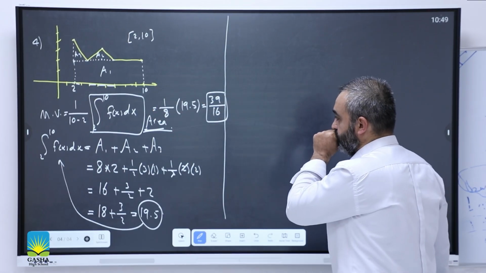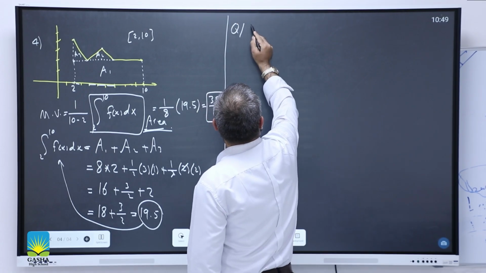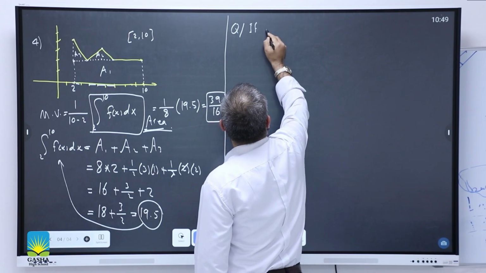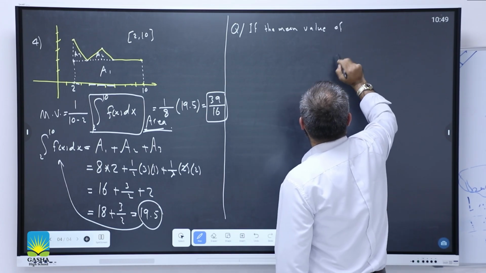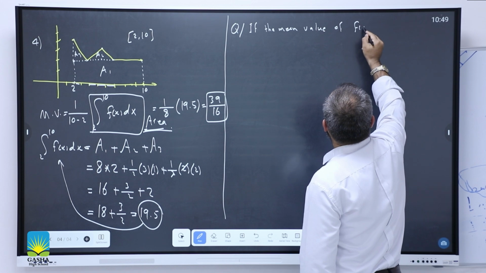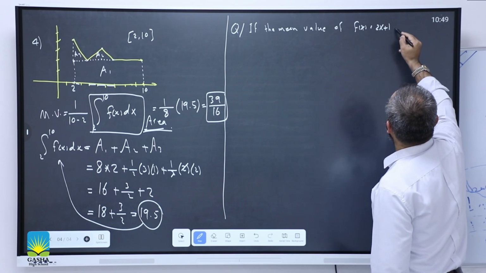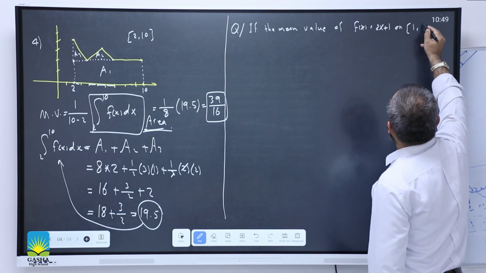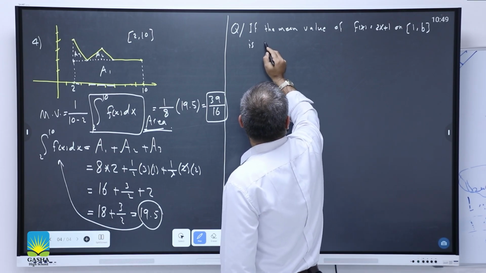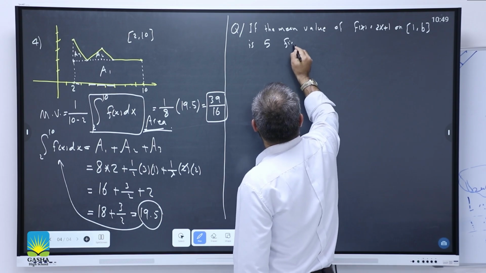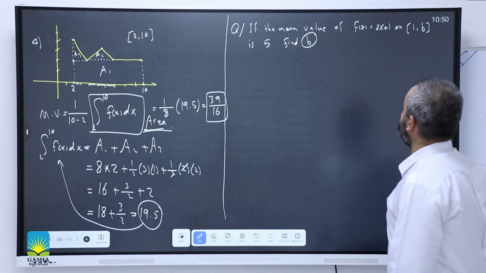But we have an important example here. Question: if the mean value of f of x equal to 2x plus 1 on 1 and b is 5, find b. Find b. How to solve this example?